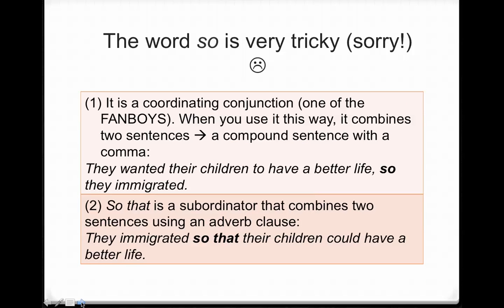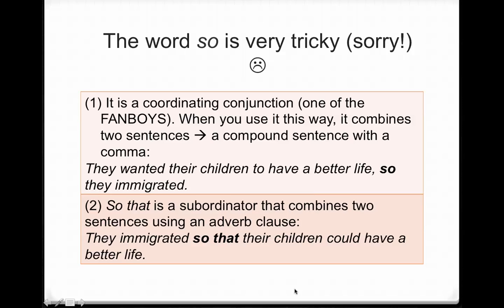Okay, the word so is very tricky. I'm sorry about this. It's one of these silly, tricky things in English. As you know, so is also a coordinating conjunction. It's one of the FANBOYS. And when you use it this way, it combines two complete sentences to make a compound sentence with a comma. They wanted their children to have a better life, comma, so they immigrated. And this is a compound sentence using a coordinating conjunction, one of the FANBOYS.